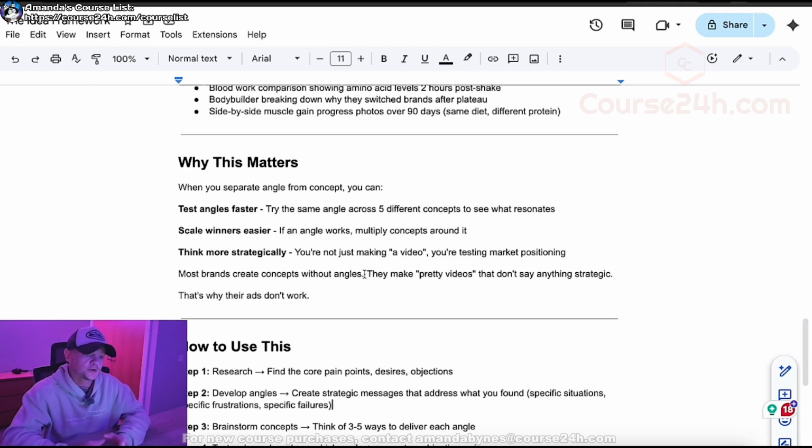So over the next few lessons, what we're going to do is break down some angles, create some concepts, and we're actually going to do this. A lot of it's manual because what we're going to be doing is stealing from other brands.